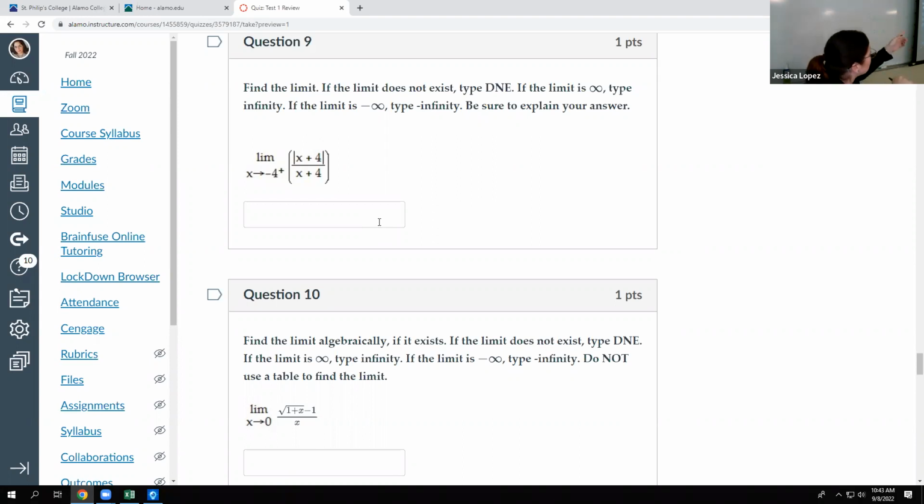Because when the top is positive, let's say x was -7. This would still be a positive number, but this one would be a negative number. So then when I do a fraction, a positive number divided by a negative. But if that number was, let's say -3, then this would be 1, that would be 1, and I would put positive. Okay, so it does look like this.